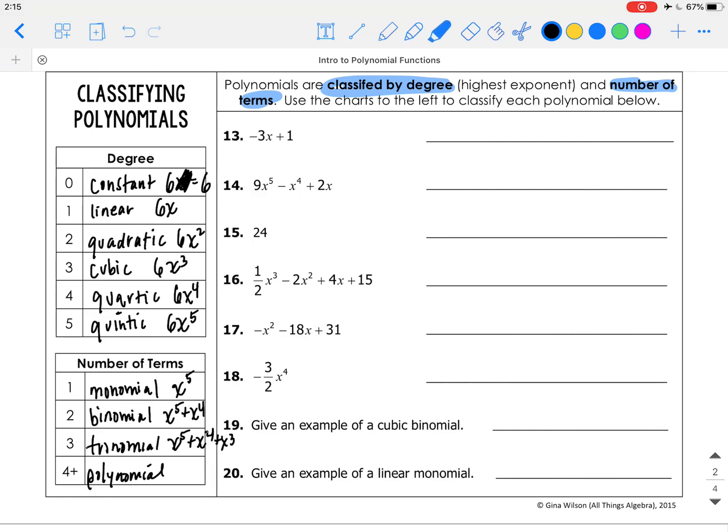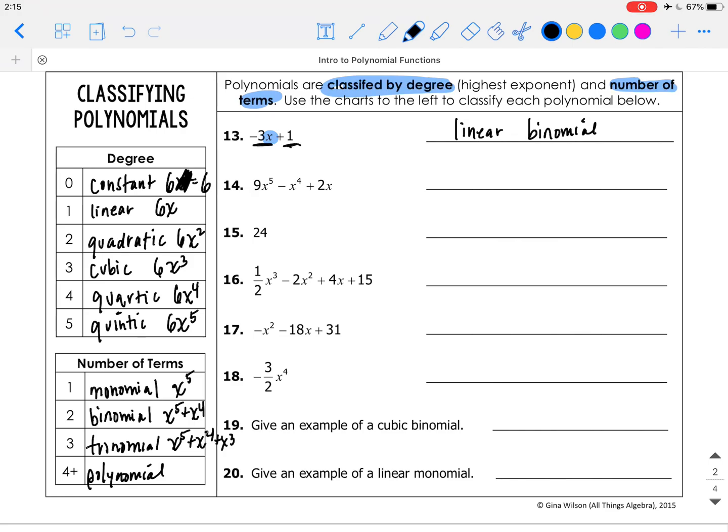First thing I'm going to do is look at my highest degree, and I clearly see that I just have one variable, right? So this will be linear. And since we have just 2 terms, this will be a binomial. Again, this is my first term, my second term.